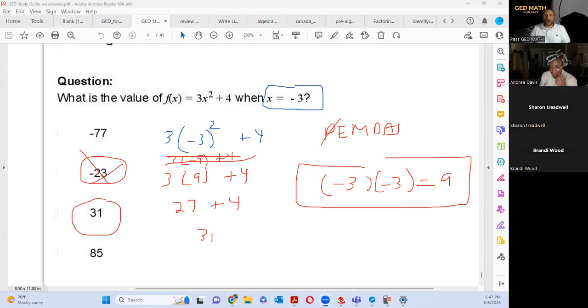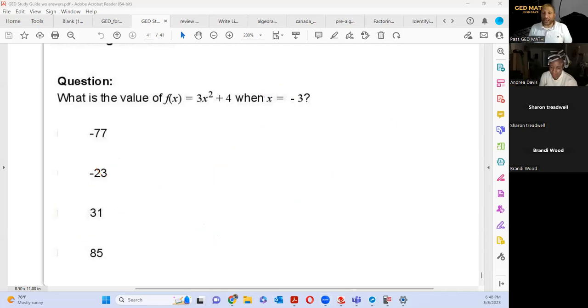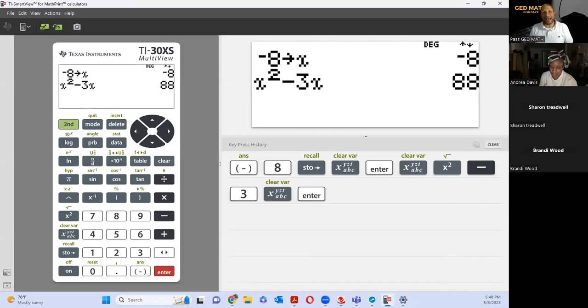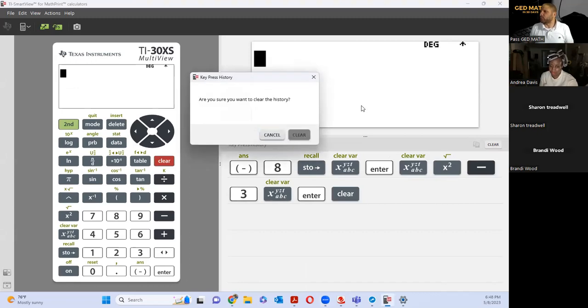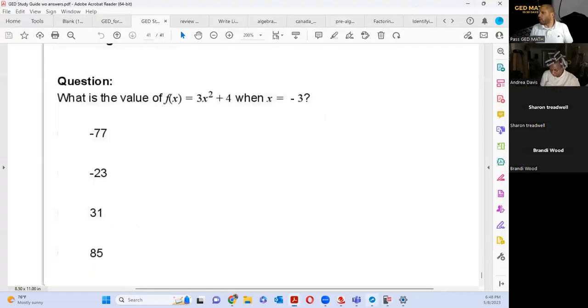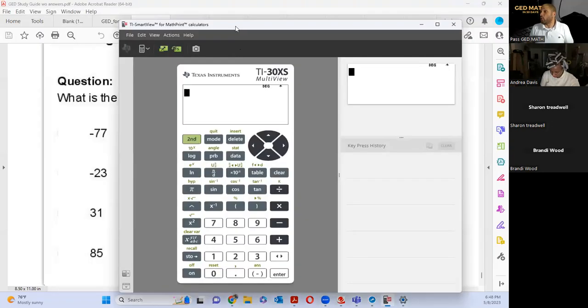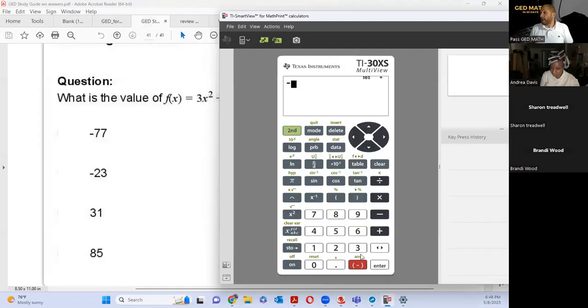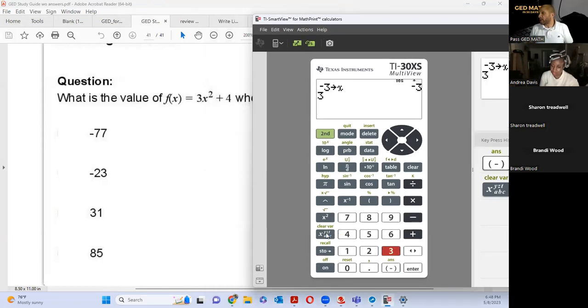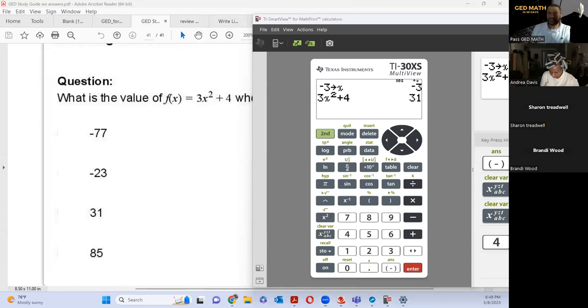Now, again, what I'm trying to explain to you is, if you know how to use this calculator, you don't even need to waste time. When you see these problems on your exam, you should be able to laugh all the way to the bank, because you know how to store a value. -3, store x, enter. 3x squared plus 4, done. 15 seconds, I'm done.